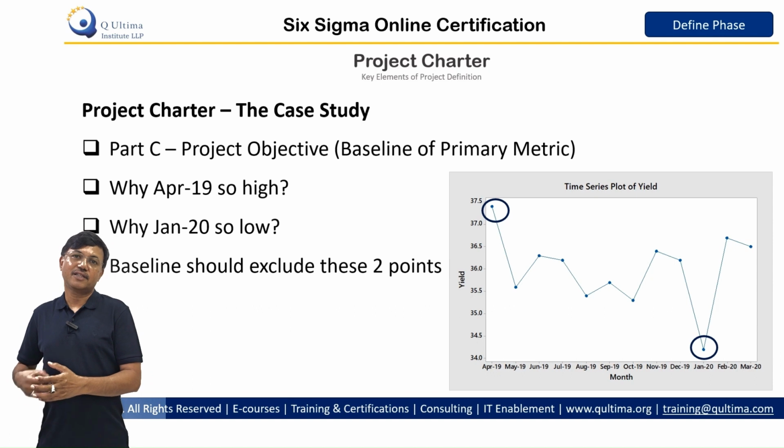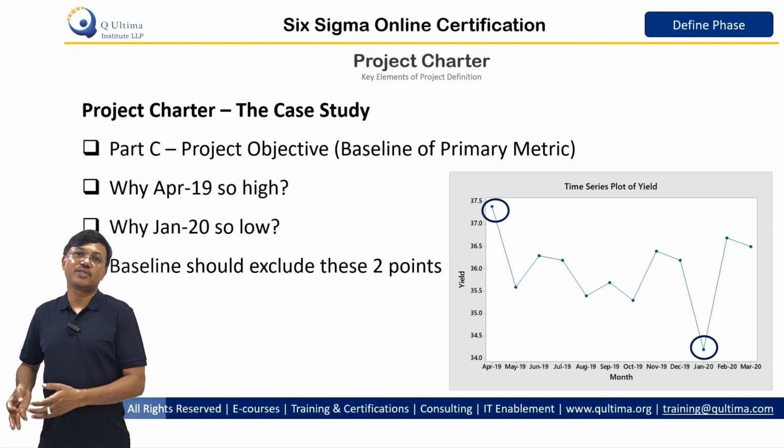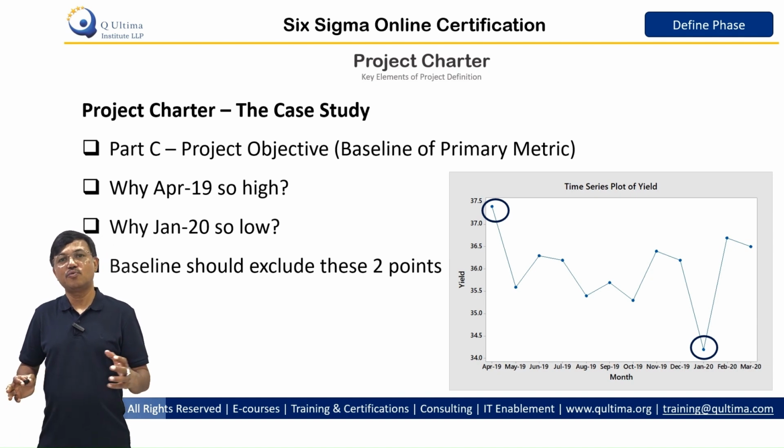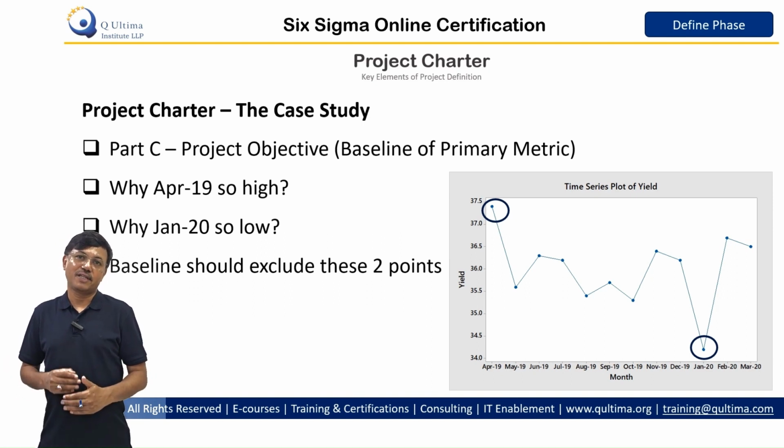In the same way, in January, other chemicals were used, which were although acceptable to the authorities, actually reduced the yields. So these 2 months have to be removed from the baseline, and therefore the average of only 10 months is taken for baselining the primary metric, not all 12.